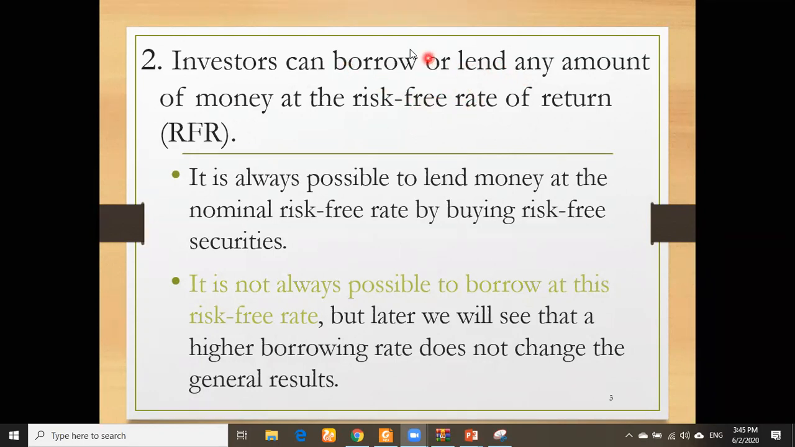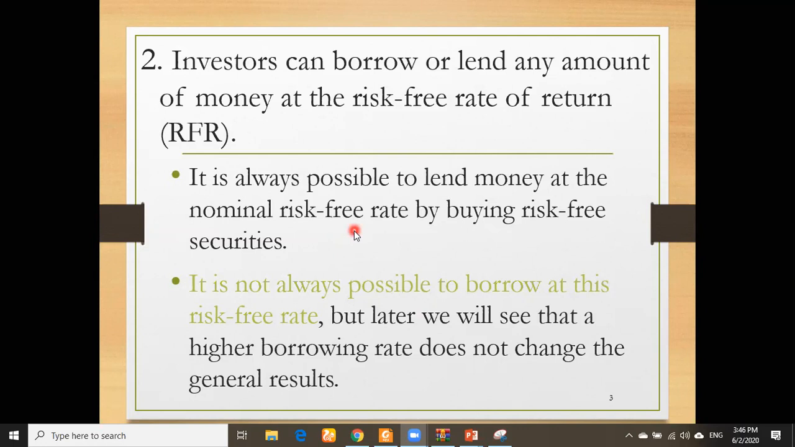But for borrowing, this assumption is being made. For example, in order to understand the capital market theory, we have to assume that the investor also has the ability to take a loan at the risk-free rate, right? It is always possible to lend money at the nominal risk-free rate by buying the risk-free security, but it is not always possible to borrow at this risk-free rate. But later we will see that a higher borrowing rate does not change the general result, right? In order to understand this phenomenon, we are just applying this assumption that the investor can borrow. Once we understand this, later on, whenever we relax this assumption, we will find out it does not bring any significant change into the capital market theory, or the practice.